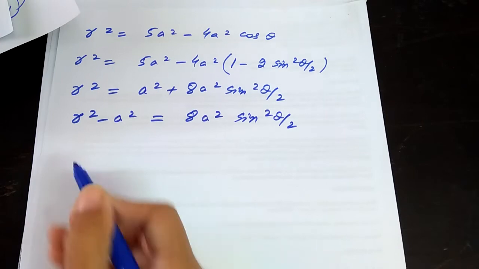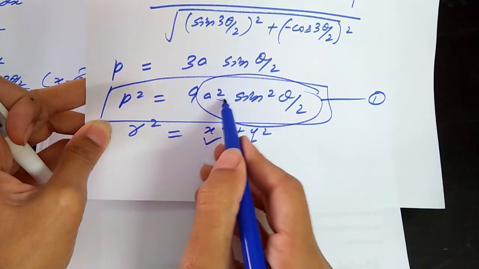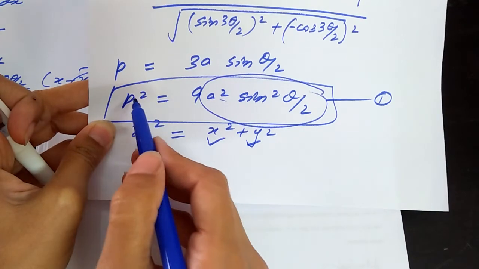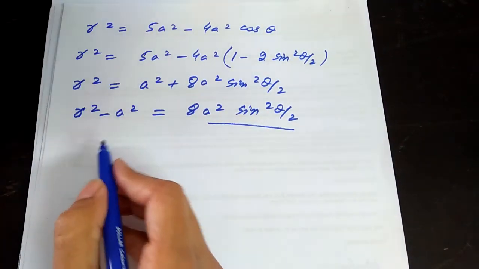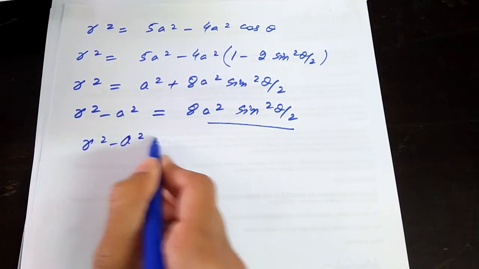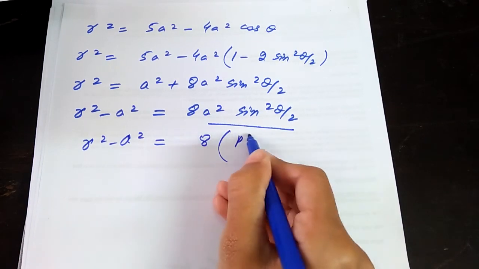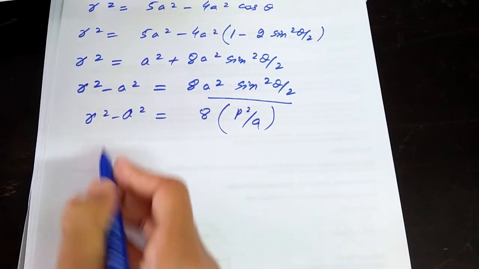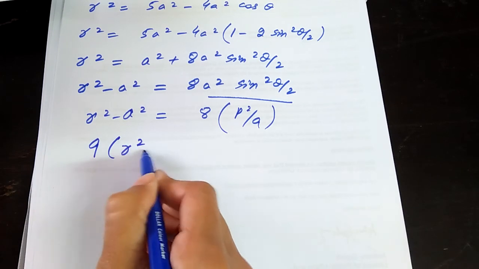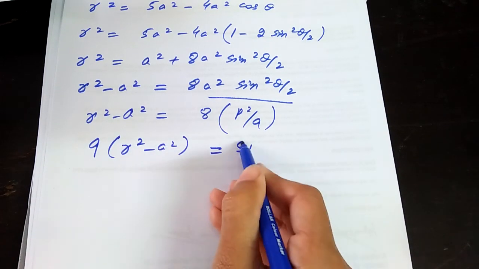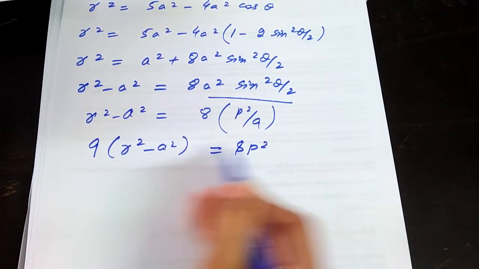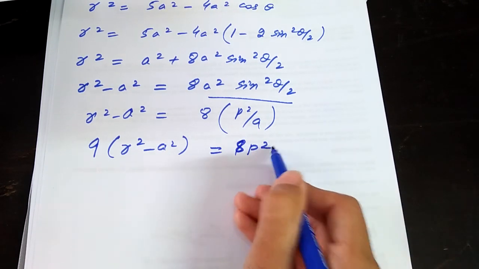So now from here I need the value of a square sine square theta by 2 from equation number 1. A square sine square of theta by 2 will be p square by 9. So r square minus a square is equal to 8 p square over 9. So it will become 9 times r square minus a square is equal to 8p square. And this is the same thing that we need to prove in this question.